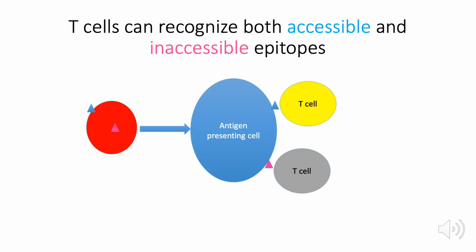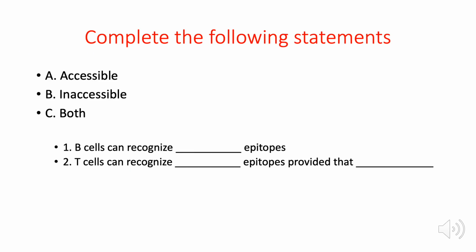Without help, the B cells can use its surface immunoglobulin to identify, recognize accessible epitopes, but they cannot recognize inaccessible epitopes. T cells, in contrast to B cells, can identify both, but the epitope should be first presented by an antigen-presenting cell. So let's have a short quiz. B cells can recognize, yes, accessible epitopes using its IgD surface immunoglobulin, while T cells can recognize, yes, both accessible and inaccessible epitopes, provided that they are presented by an APC.